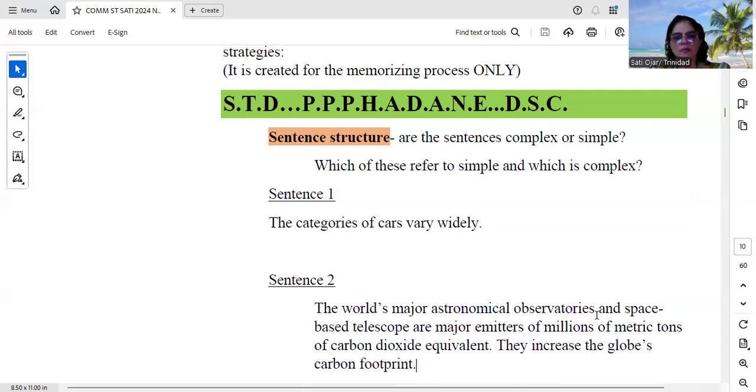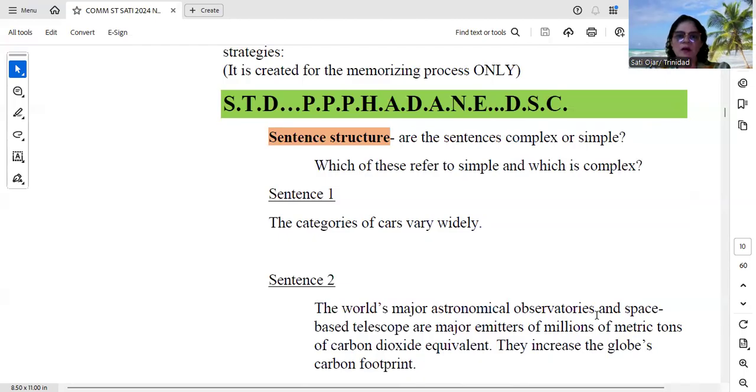Sentence 2, the world's major astronomical observatories and space-based telescopes are major emitters of millions of metric tons of carbon dioxide equivalent. They increase the globe's carbon footprint.